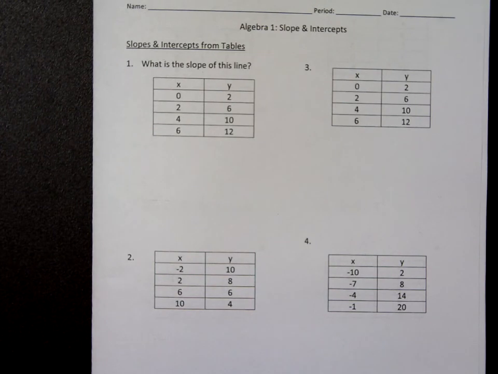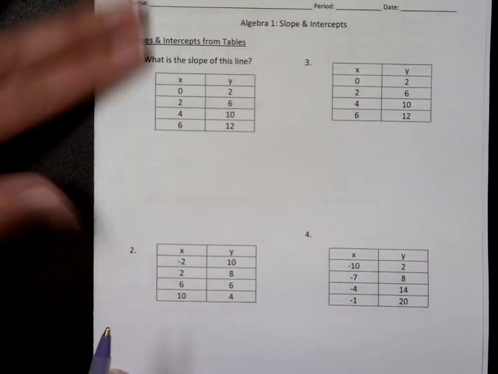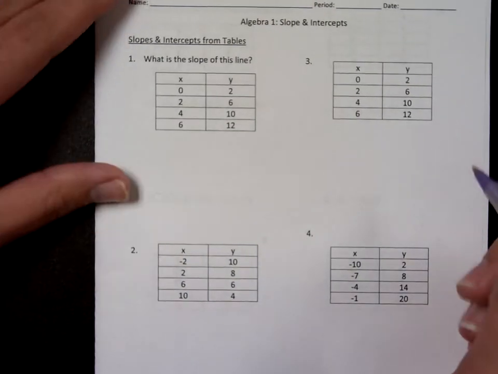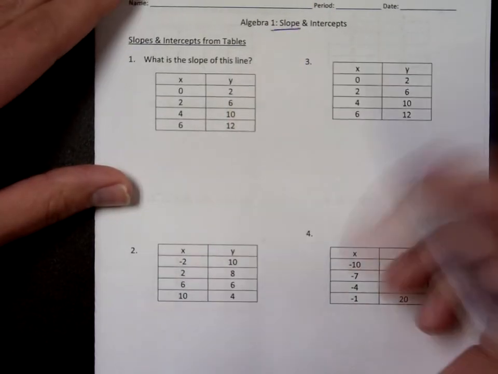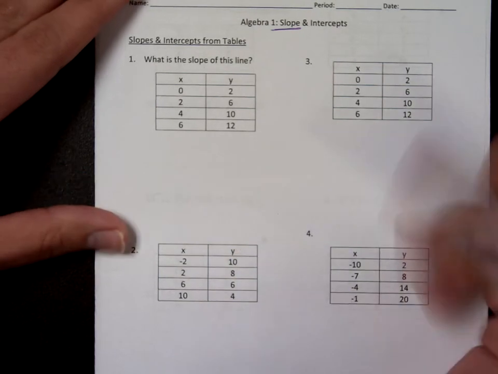Okay, today we're going to be talking about slopes and intercepts. And we've really already been talking about slope. We've just been calling it rate of change up until this point. Okay, so rate of change is the same thing as slope. So we've already done rate of change from a table. So today when we do slope from a table, it's going to be the same thing.